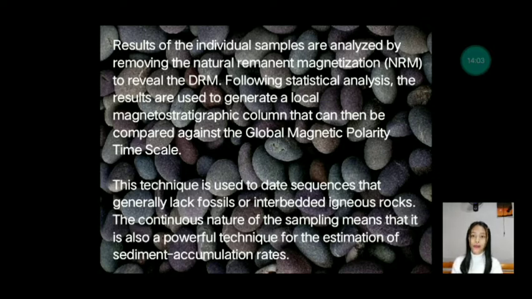Results of individual samples are analyzed by removing the natural remanent magnetism, NRM, to reveal the DRM. Following statistical analysis, the results are used to generate a local magnetostratigraphic column that can be compared against the global magnetic polarity timescale. This technique is used to date sequences that lack fossils, such as those with interbedded igneous rocks. The continuous nature of the sampling means that it is also a powerful technique for the estimation of sediment accumulation rate.